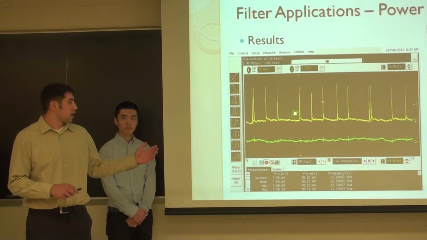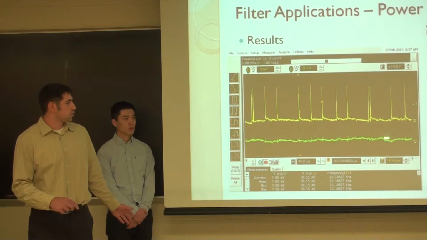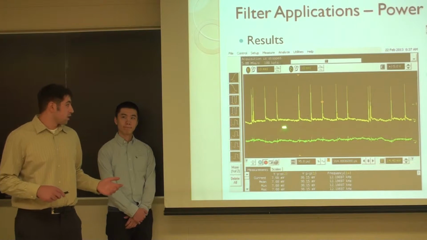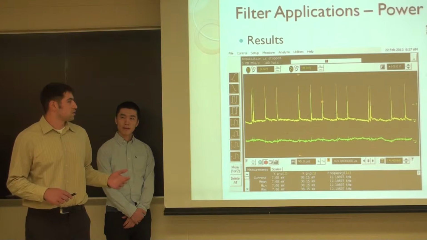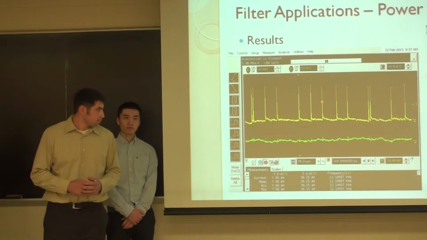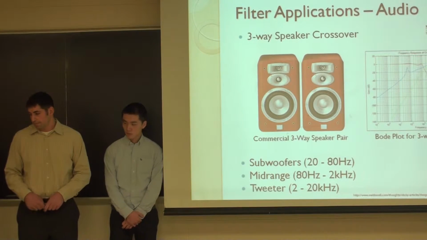So we have 5 volts on the output of the buck converter, and then when we run it through our filter, we can see that the noise gets significantly attenuated, giving us a cleaner signal for use with the rest of our circuit. And then I'm going to pass it over to Mike for an audio application.